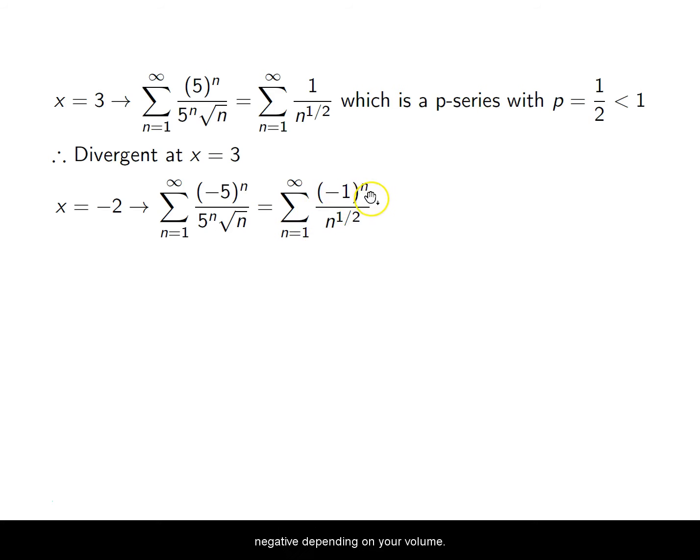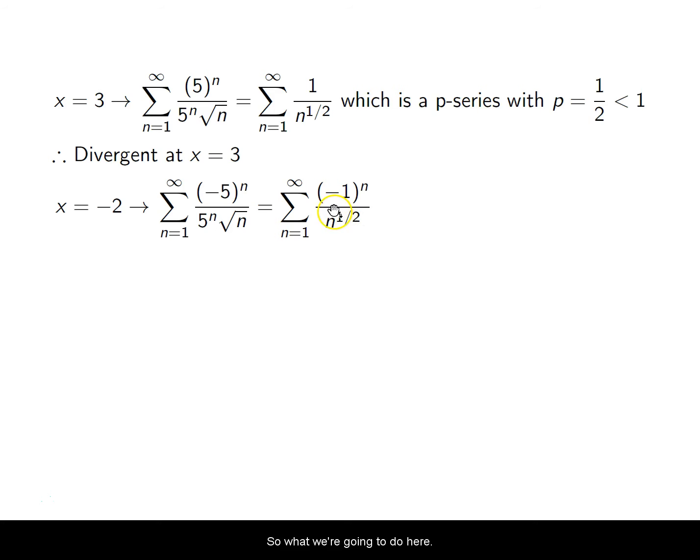to be positive or negative depending on your value of n. So the first value here will be negative. The second one will be positive because you have a -1 squared. So it's going to alternate negative, positive, negative, positive, negative, positive. So you cannot use your p-series test here because the p-series test is for a strictly positive or strictly negative series. It does not work when you have an alternating series.